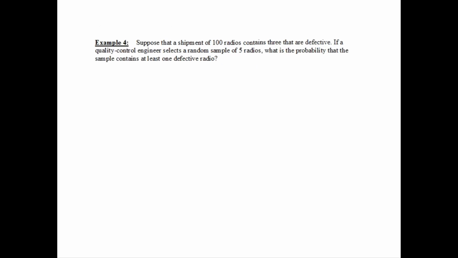Let's move on. Suppose that we have a shipment of 100 radios in which 3 are defective. A quality control engineer selects a random sample of 5 radios. What's the probability that at least one radio in the sample is defective? Okay, so our sample space would be all the possible 5 radio samples, all the ways that 5 radios can be chosen.